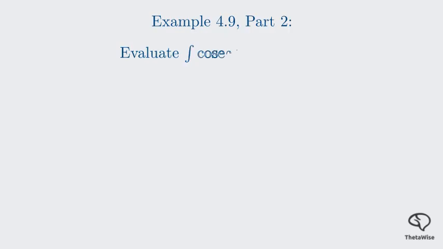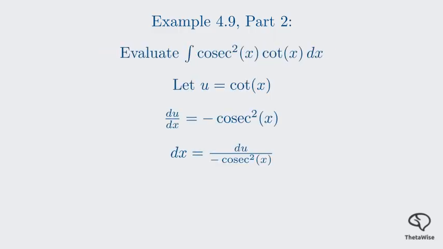Here's an example that fits this type 2 pattern. We need to evaluate the integral of cosecant squared x times cotangent x dx. Let's use our substitution method. First, we identify u. The derivative of cotangent x is negative cosecant squared x, which is a constant multiple of cosecant squared x. Therefore, we'll let u equal cotangent x. The derivative of u with respect to x is negative cosecant squared x. Rearranging for dx, we get dx equals du over negative cosecant squared x.